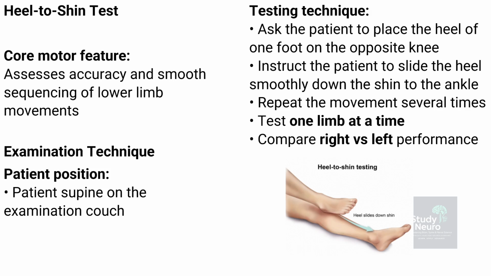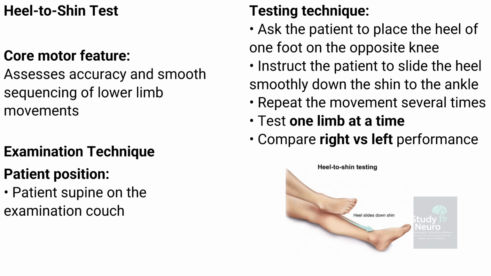The heel-to-shin test is a key component of the cerebellar exam used to assess the accuracy and smooth sequencing of lower limb movements. It evaluates how well the cerebellum coordinates the leg during goal-directed tasks. To perform the test, have the patient lie supine. Ask them to place the heel of one foot on the opposite knee and then slide it smoothly down the shin to the ankle. The movement should be repeated several times, testing one limb at a time and comparing both sides for symmetry.